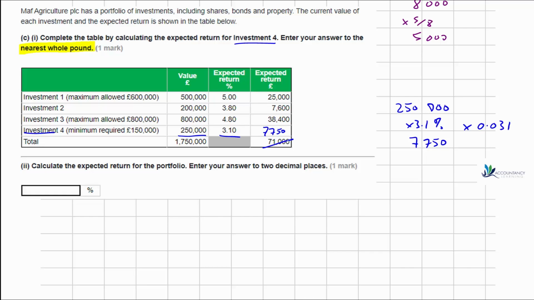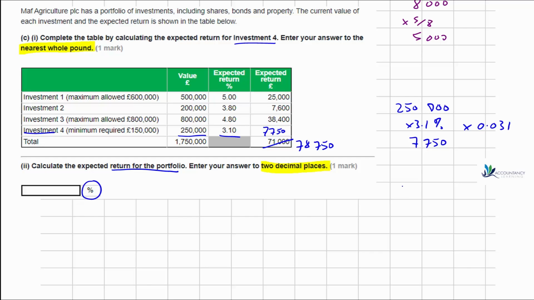The total will be automatically calculated for us. That's a computer-generated figure. So that gives us a total of 78,750. And then in part 2, calculate the expected return for the portfolio, notice as a percentage. And it tells us to answer to 2 decimal places. Again, important that you follow the instructions given to you in the exam.